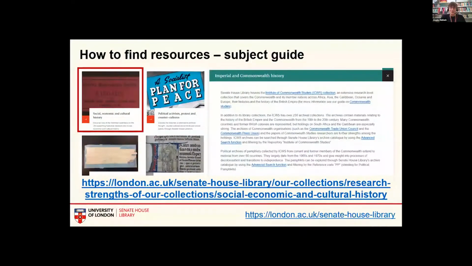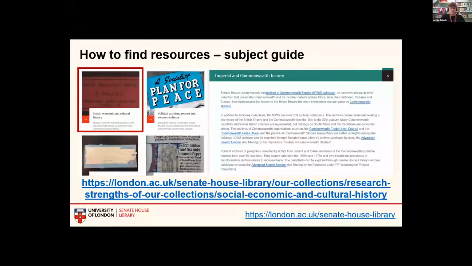Okay, so all of the information I've just outlined can be found in our subject guides about our collections. The subject guide can be accessed on our research strengths pages for the subject social, economic and cultural history. The page itself will give you a general overview of all the physical and digital collections that we provide to study history. It includes links to the library catalogue and gives details on how to locate and access the collections in the library and online.